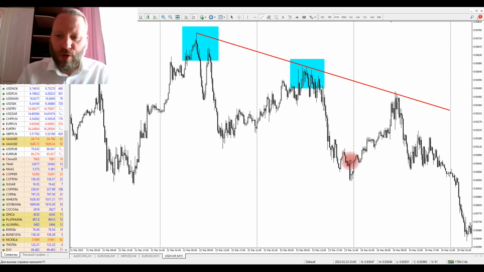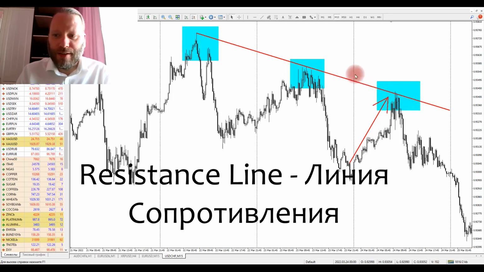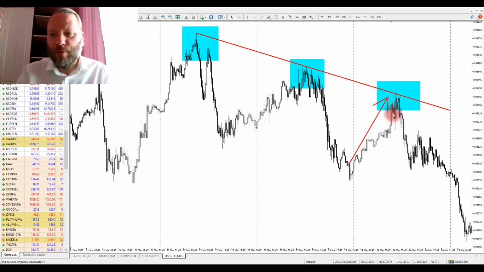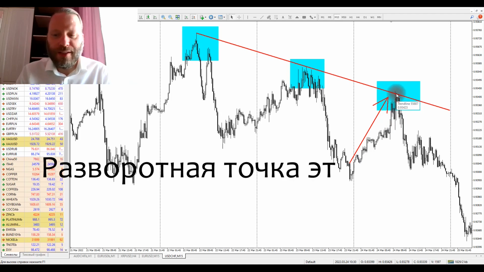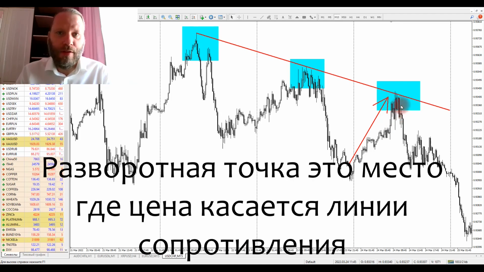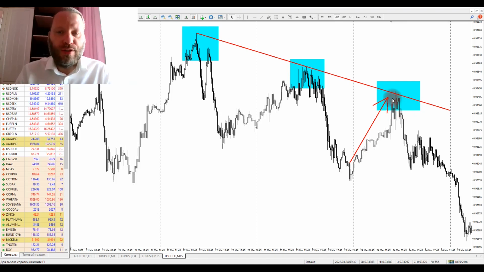And now, when we see that the price is rising again, the next time, and approaching the resistance line, this line is called the resistance line. So, when the price approaches it, then when touching this line, the price reverses again. This is exactly the point where we can enter into a trade. That is, place a sell order and earn on drops. In other words, we expect the price to fall and earn money from it.